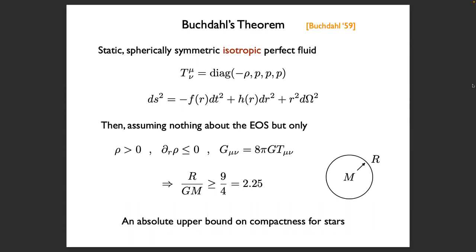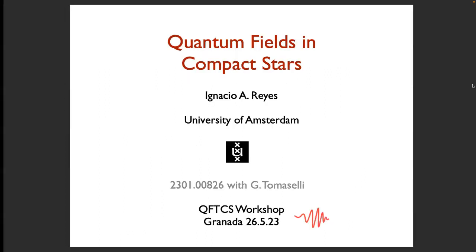That means the ratio of R over M. And that's in 4 dimensions given by 9 over 4. So notice that this number is larger than 2 by a finite amount. This means that the saturation of this bound, which is known as the Buchdahl limit, is a finite distance away from the Schwarzschild case, right? So we're not talking about black holes here. So this is usually interpreted as the existence of an absolute bound on the compactness of stars with smooth interiors. So that's one thing.